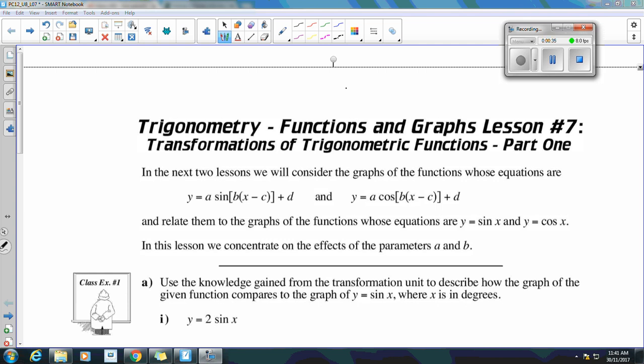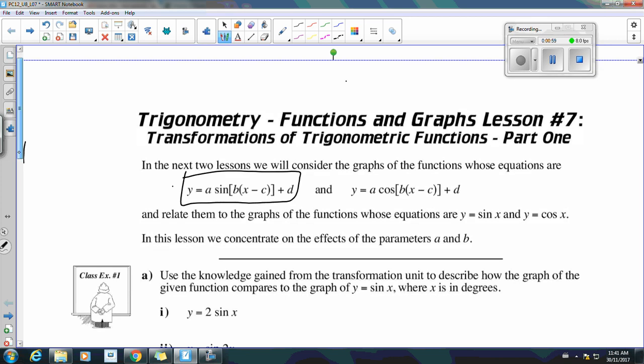We have the equation y equals sine of b(x minus c) plus d. This is on your formula sheet. I believe only the sine one is on your formula sheet, not the cosine one, but really they're very similar. Sorry, oh no, they are both on there, at the very bottom of your formula sheet.